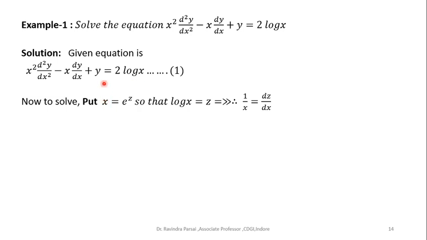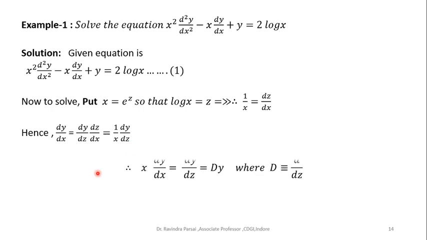So in order to solve this category of problem, we know that the method is to put x equal to e raised to z, so that log x equals z, therefore 1 by x equals dz by dx. Hence dy by dx equals dy by dz into dz by dx, equal to 1 by x into dy by dz. Multiplying x on the left side, this gives x dy by dx equal to D of y. Similarly, we can obtain this value here.